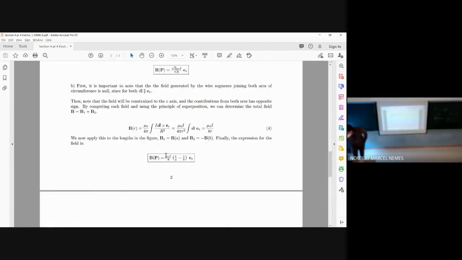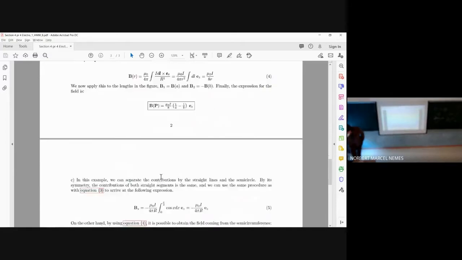Again, we get the mu0, the current, the z direction, and then instead of just 1 over r, we get 1 over a minus 1 over b, and the numerical factor is an 8, because the 4 pi is killed by the 2 pi over 4. Over 4 because it's just a quarter circle. That's how we end up with an additional factor of 2.